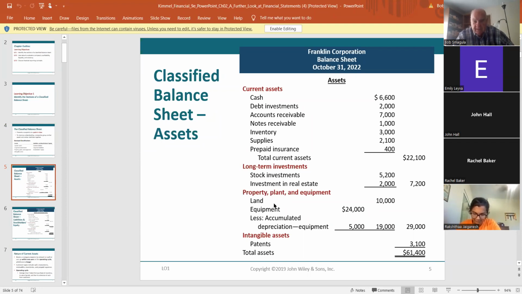And land is always listed first. I don't know why, but it always is. And then after that, you have your building, equipment, trucks, things like that. Computers. And then we come into something called intangible assets.